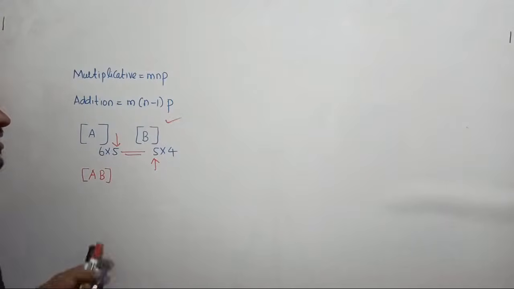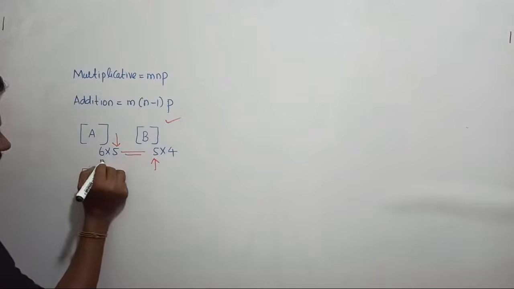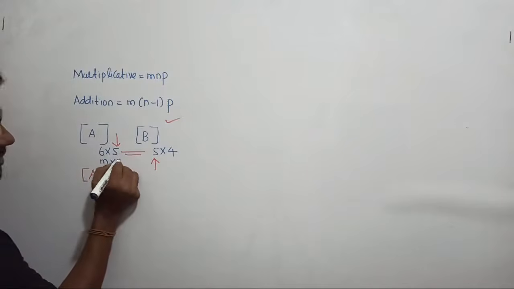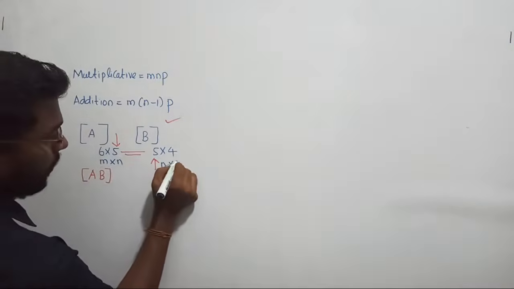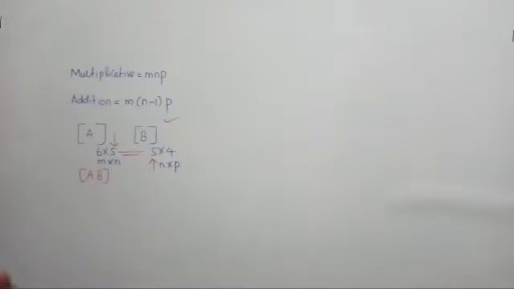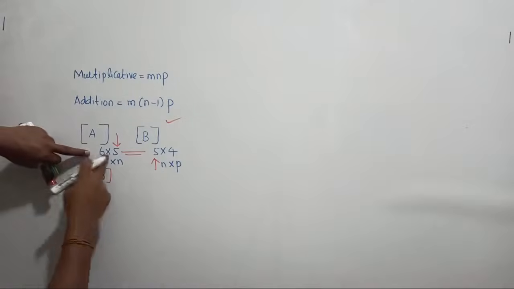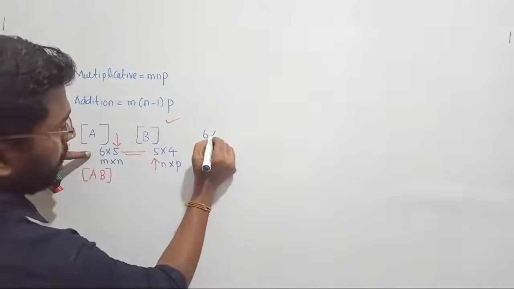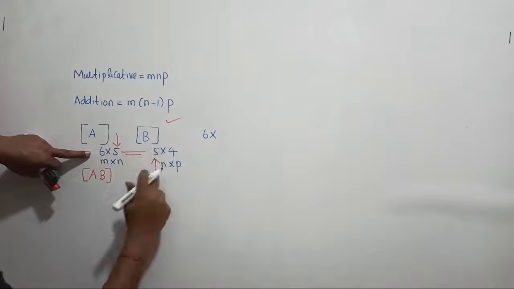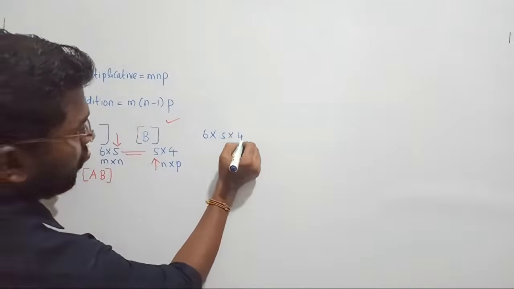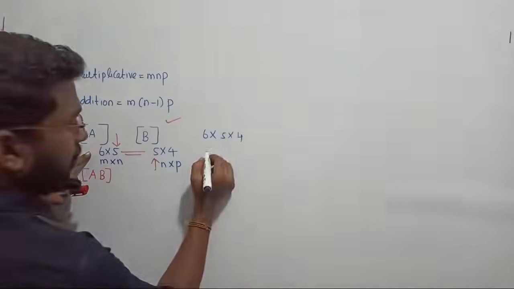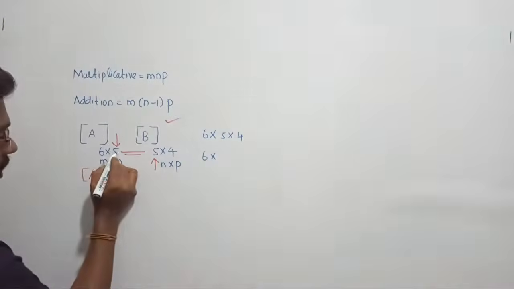The second thing is, in order to obtain the number of multiplicative terms, I told you to consider this as m, this as n, and n cross p. So first we multiply all three: 6, n whose value is 5, and 4. That is the number of multiplicative terms. Additionally, what comes is 6 into the intermediate term.